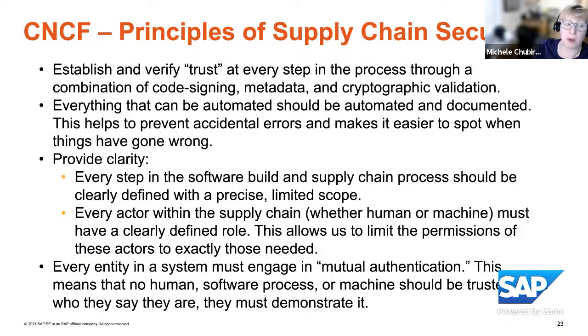Automate everything that you possibly can, right? It prevents error. Well, it reduces it in a lot of ways. And then you also automatically can integrate concepts of separation of duties and least privilege through automation tools. You want to provide clarity. Every step in the software build and supply chain process should be clearly defined with a precise limited scope.